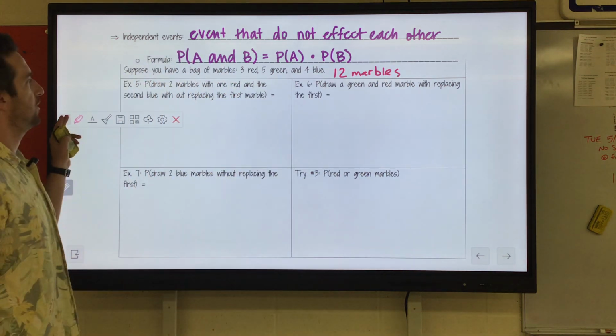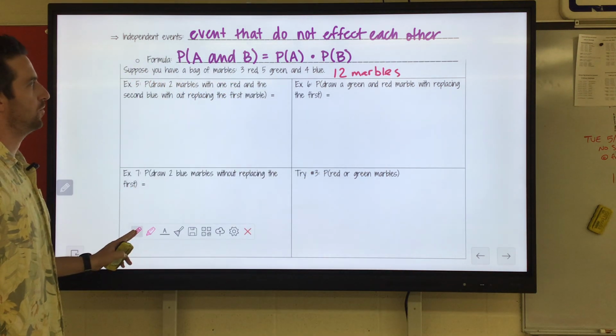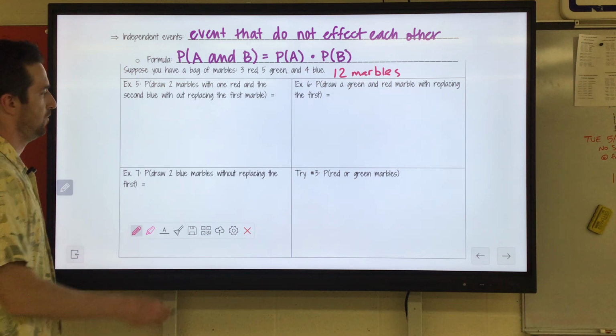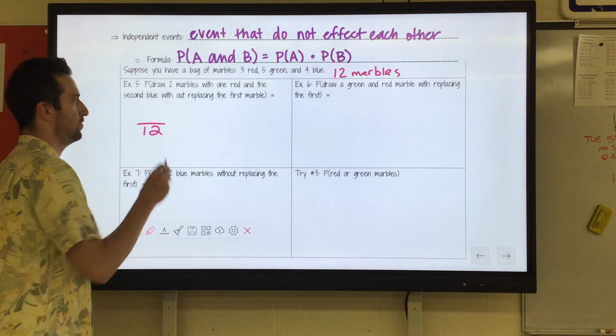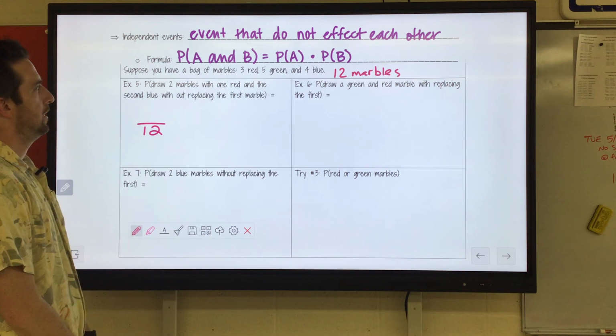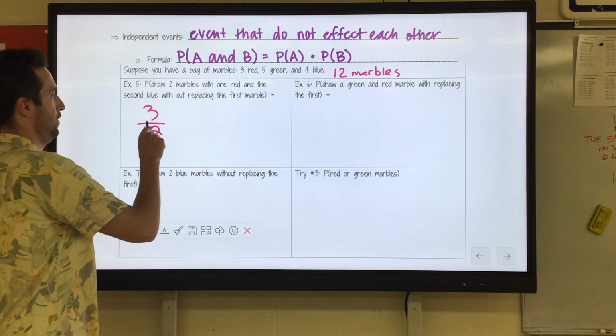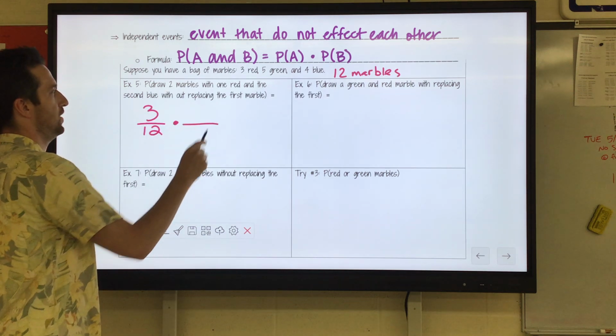We want the probability we're going to draw 2 marbles with the first red and the second blue without replacing the first marble. So our first draw is out of 12 marbles. We want to know what's the likelihood it's going to come out to a red. That would be 3 out of 12. We're going to multiply it by the second probability.